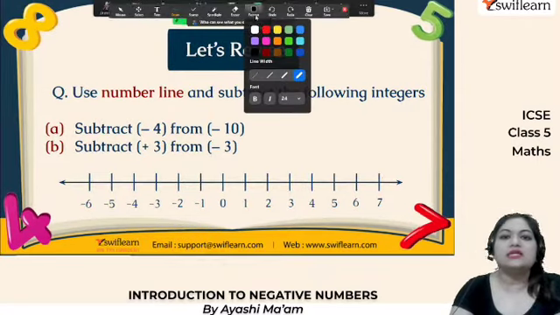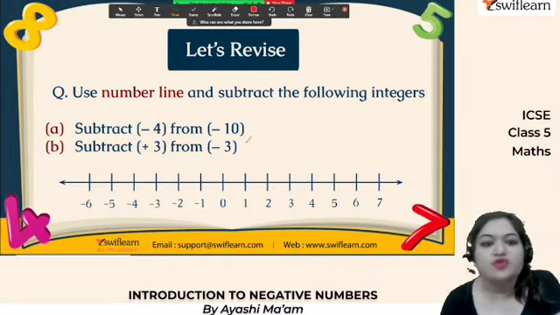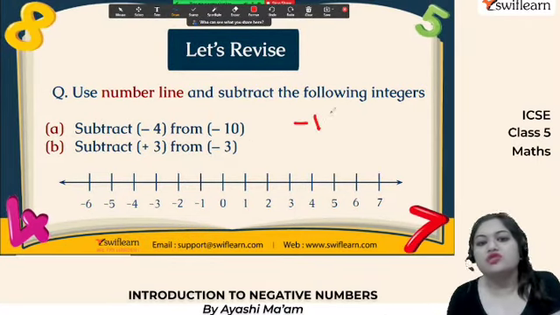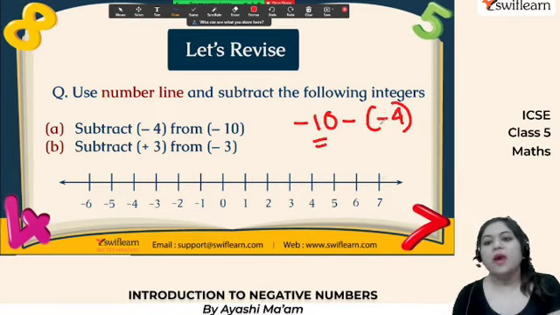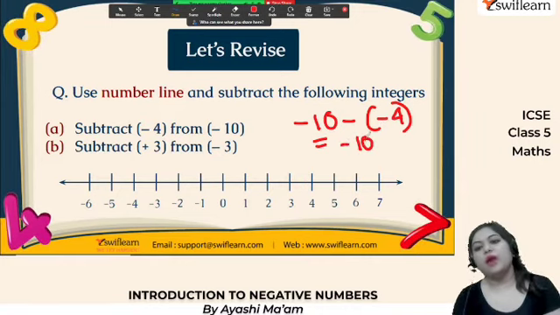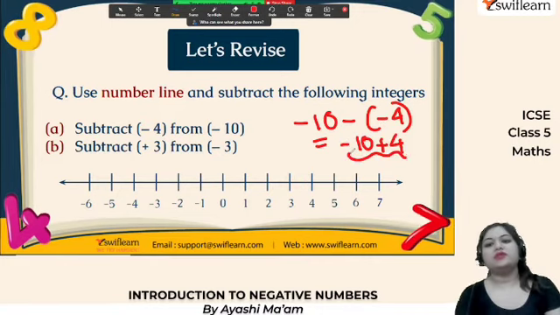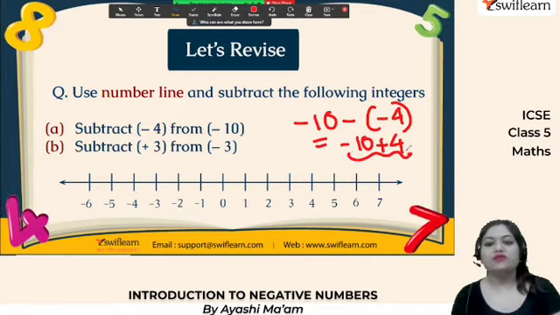Now let's try these subtractions. Okay, subtract -4 from -10. So from -10 we need to subtract -4, like this. So minus is going to give us a plus. So -10 plus 4, right? This is the operation that we need to perform.